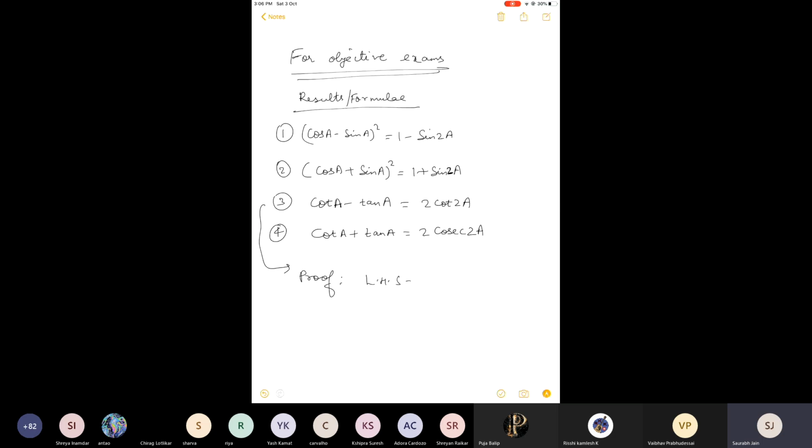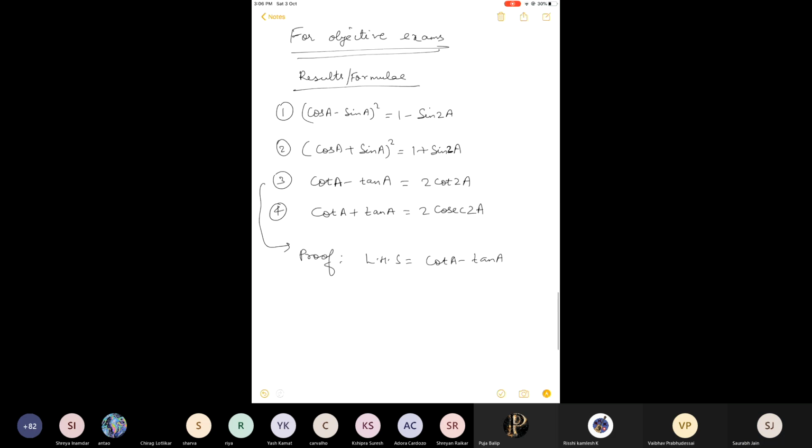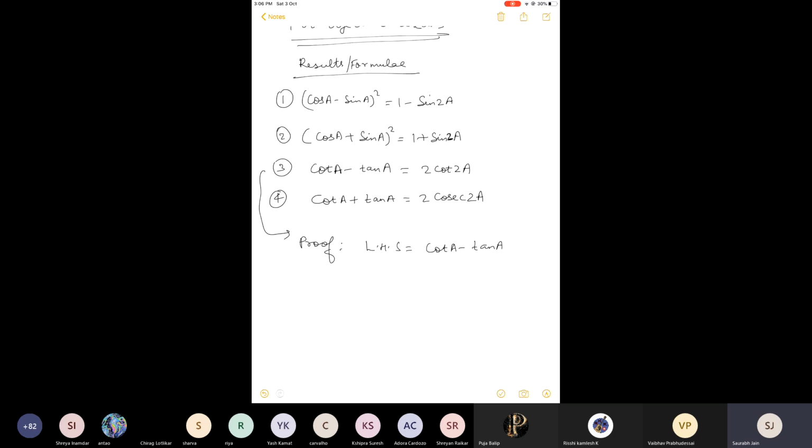I will start with LHS: cot A minus tan A. I have to prove that it is equal to 2 cot 2A. Okay, so to prove this result, I will first change them into sin and cos. I will take the LCM. Cos square A minus sin square A upon sin A cos A.